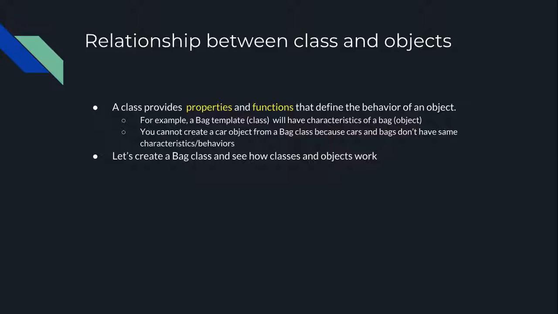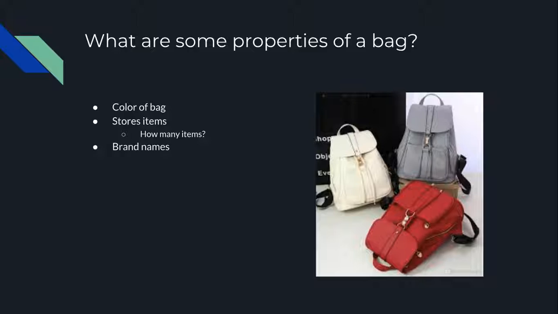So what we're going to be doing throughout this video is try to create a bag class and see how we can instantiate a bag object for it. And I'll go over what instantiating also means later on in this video. So before we get started with creating the actual class, we need to talk about what are the different properties or characteristics of a bag. So here are some 4 things that I listed out here. Perhaps we care about the color of the bag. We care about what items it stores and how many items does it store. And we might care about brand names as well.